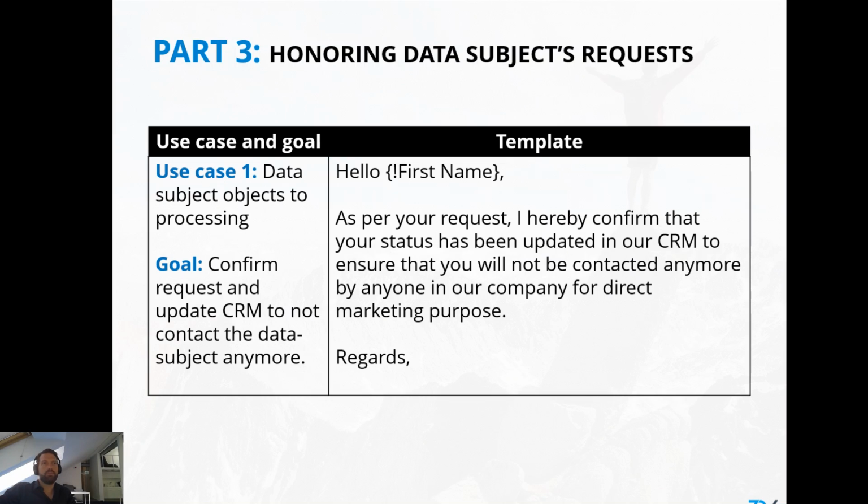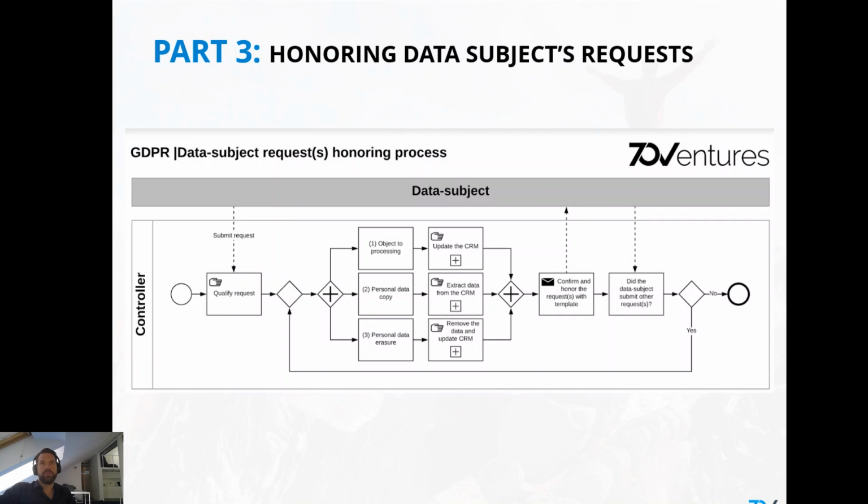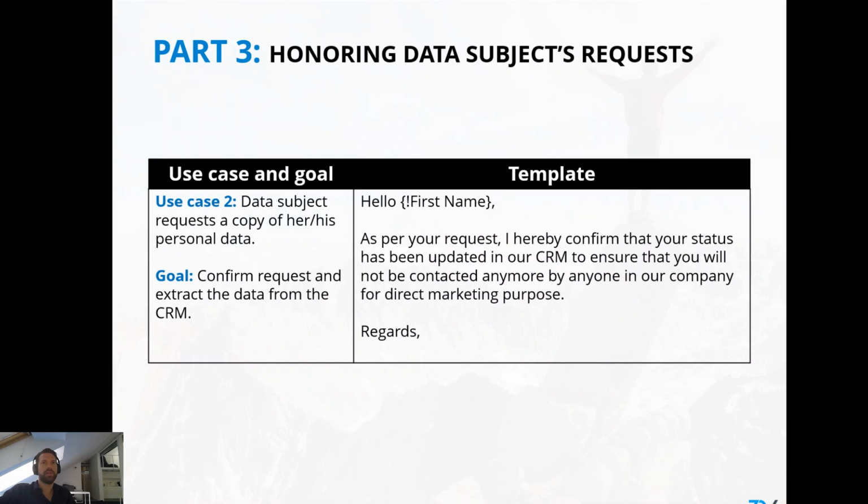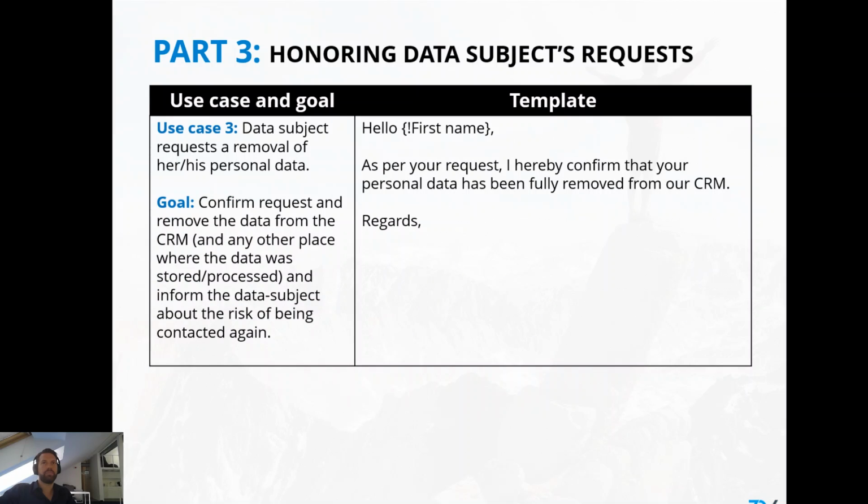And very simple. If they request to object to the processing, it means full stop, not interested. You basically tell them, per your request, I confirm that the CRM was updated and you will not be contacted anymore. If they want the data, you extract the data and send it to them. And if they want their data to be removed, you confirm that you have removed the data.